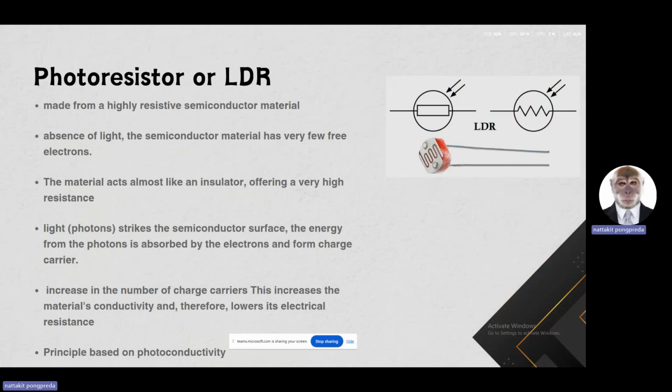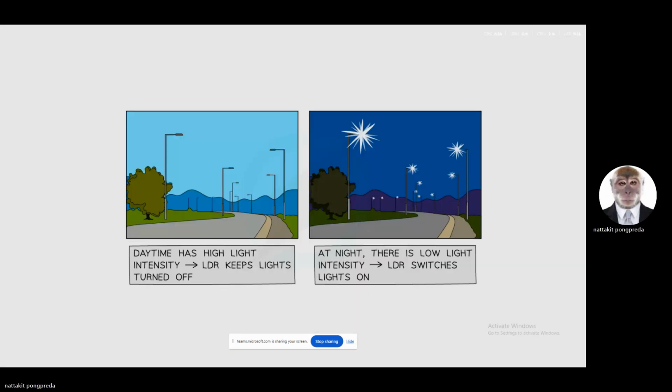However, if the material is affected by light, or light strikes the semiconductor, the energy from the photon is absorbed by an electron and forms a charge carrier. This increases the number of charge carriers and increases the material's conductivity, therefore it lowers the electrical resistance. This principle is based on photoconductivity.